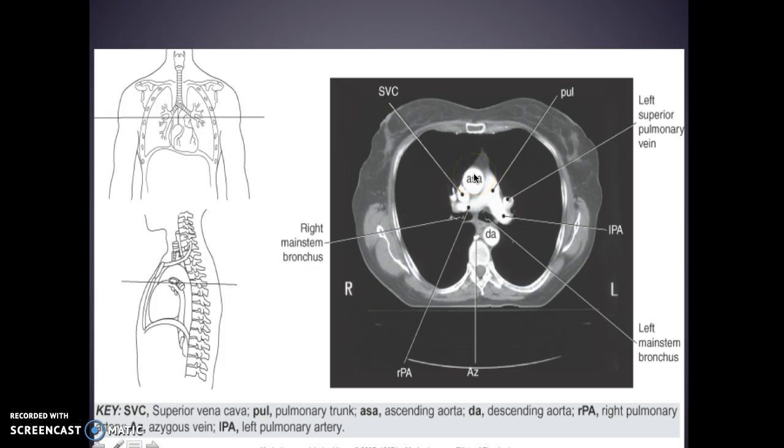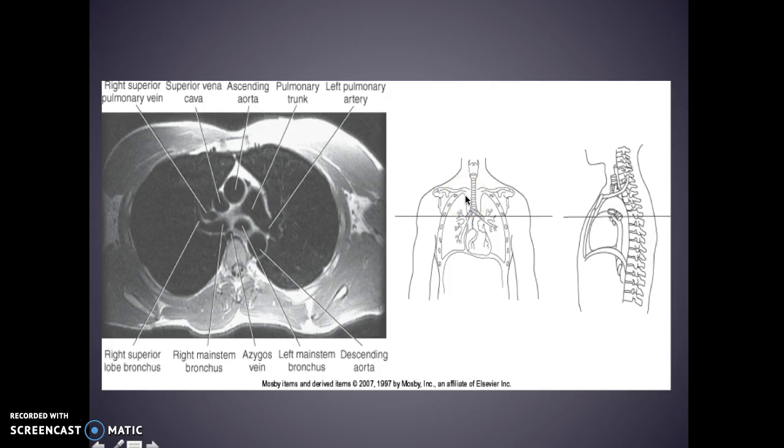Ascending aorta, this is CT angio. So here's your ascending aorta. Here's your pulmonary trunk with your right pulmonary artery and your left pulmonary artery, your left mainstem bronchus, your right mainstem bronchus. Right in the middle is your carina. Here's your descending aorta. Your superior vena cava is right there.